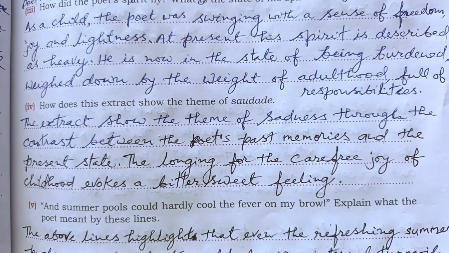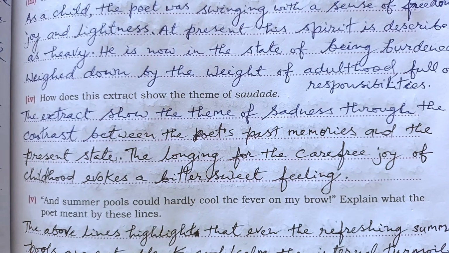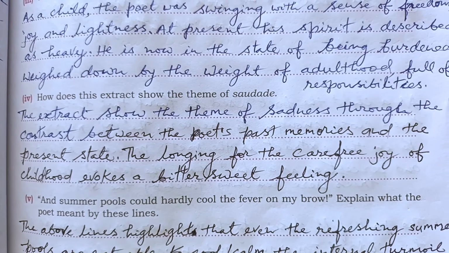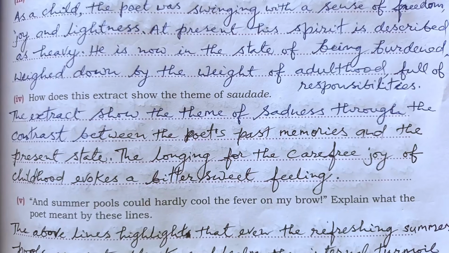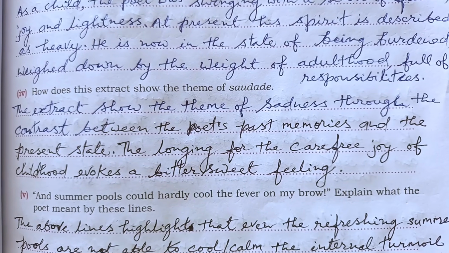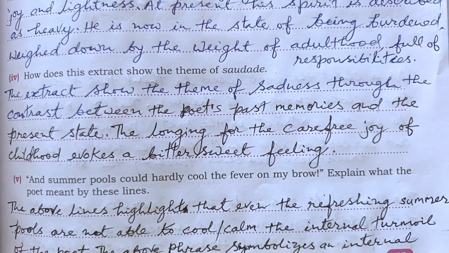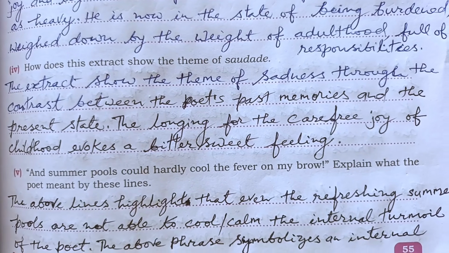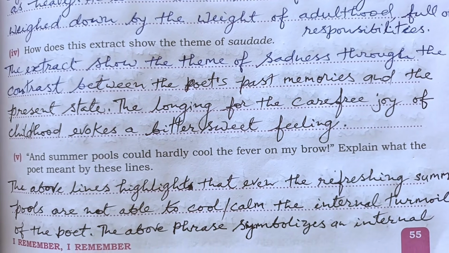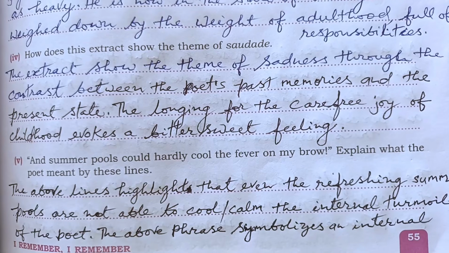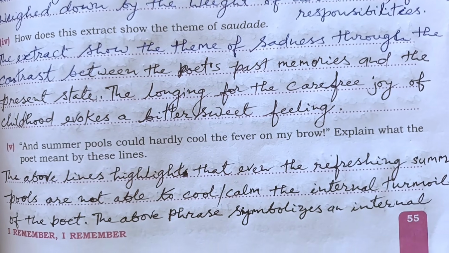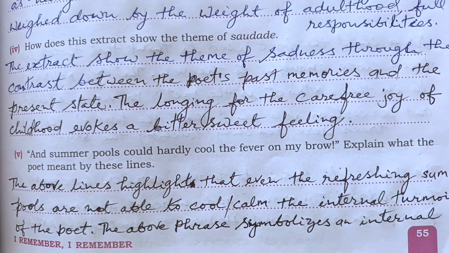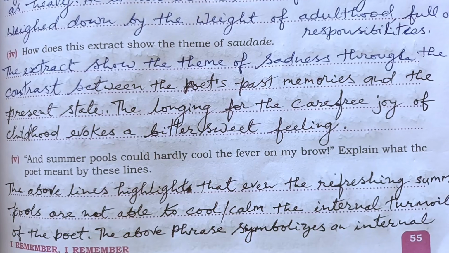Number four, how does this extract show the theme of saudade? So the answer is, the extract shows the theme of sadness through the contrast between the poet's past memories and the present state. The longing for the carefree joy of childhood evokes a bittersweet feeling.